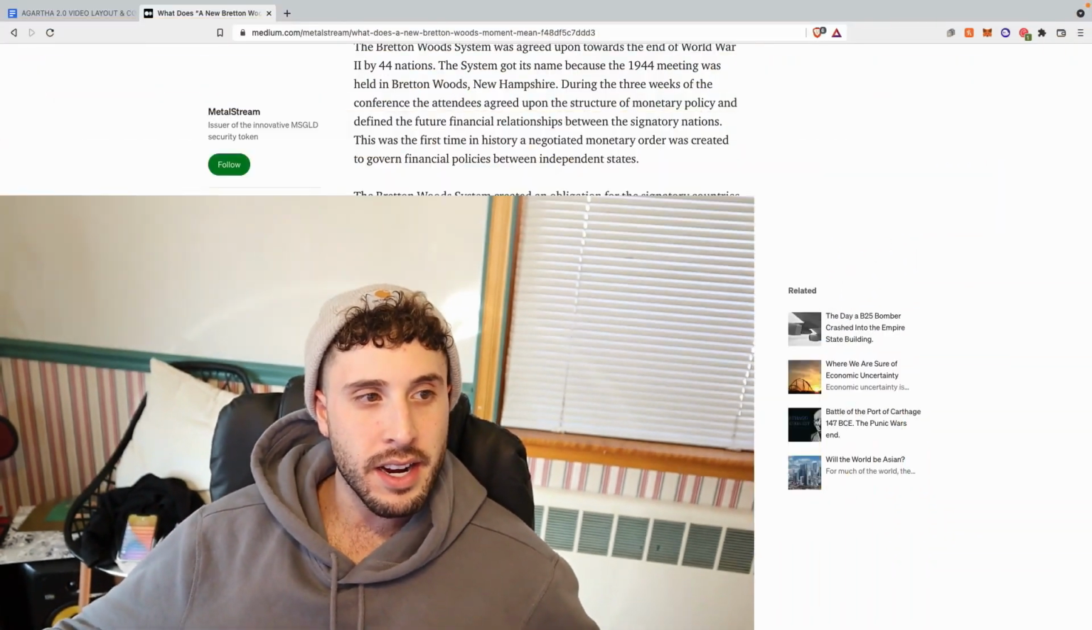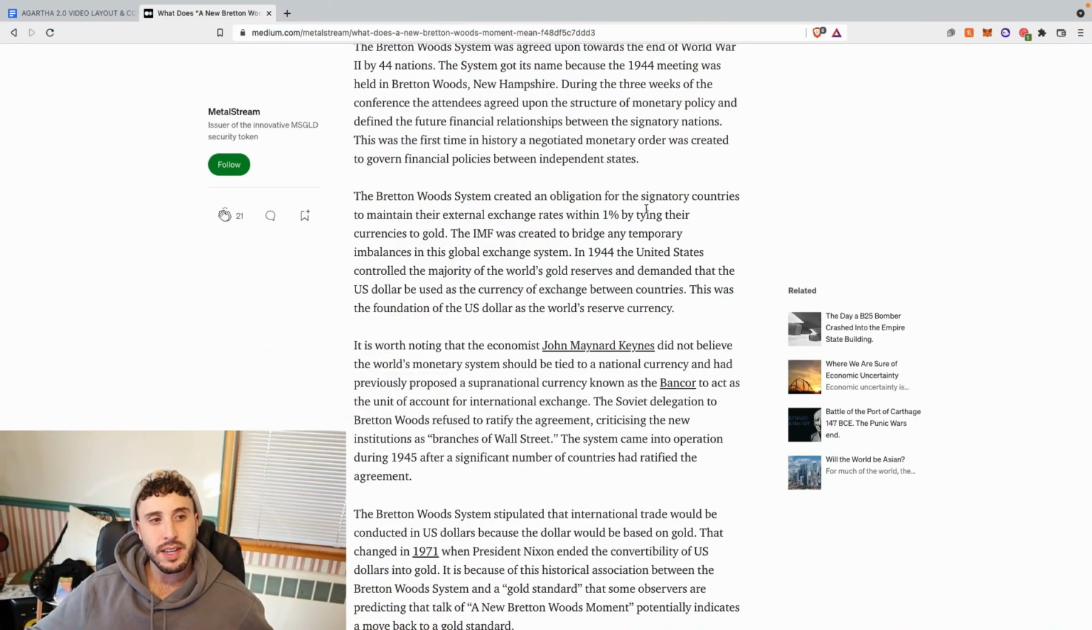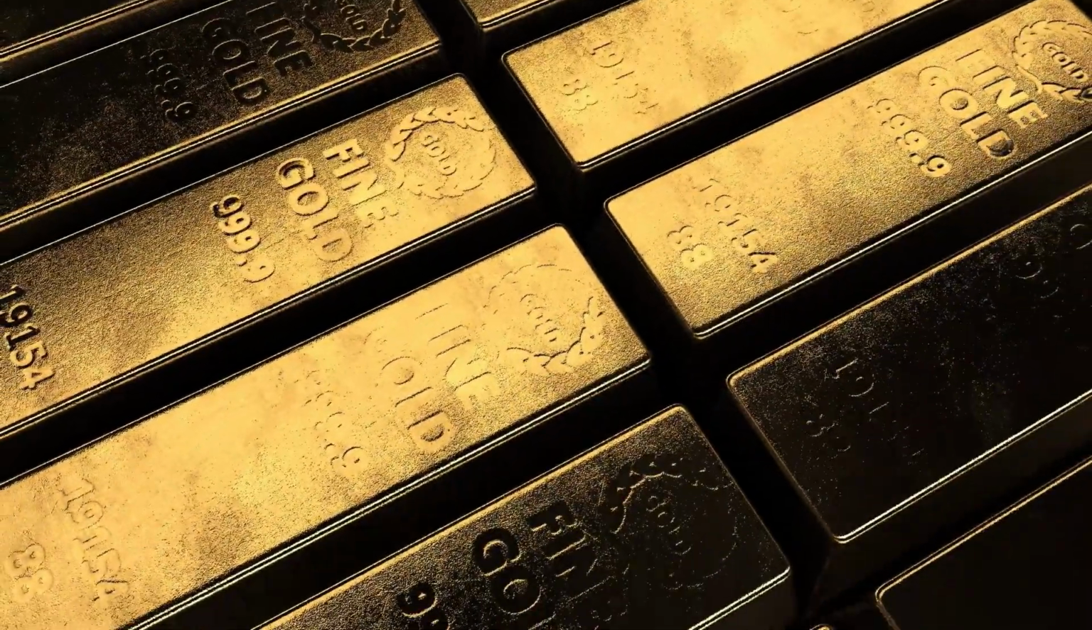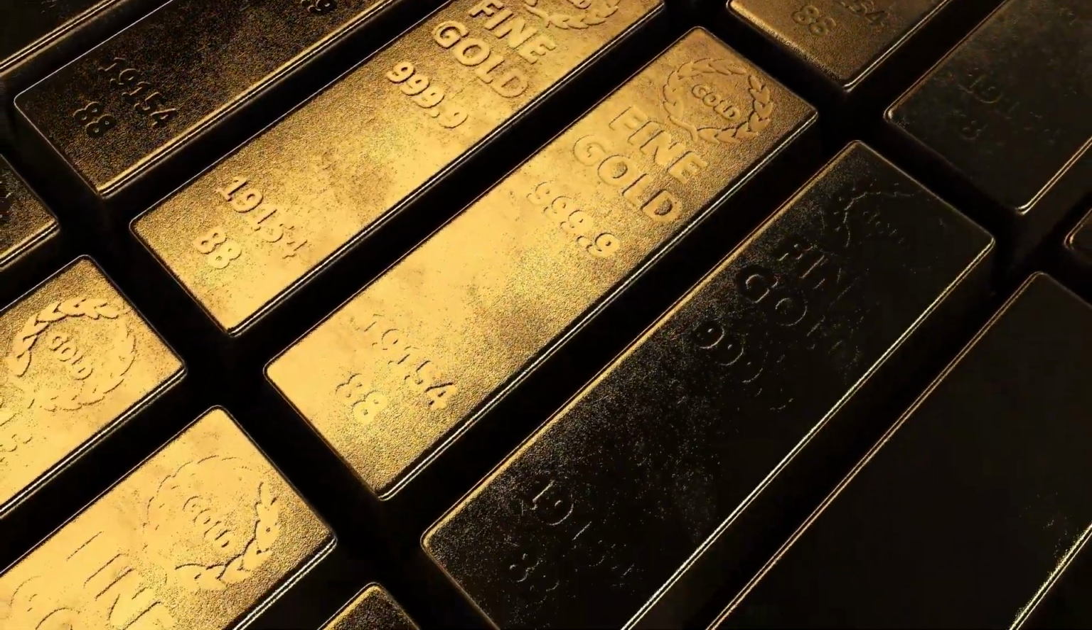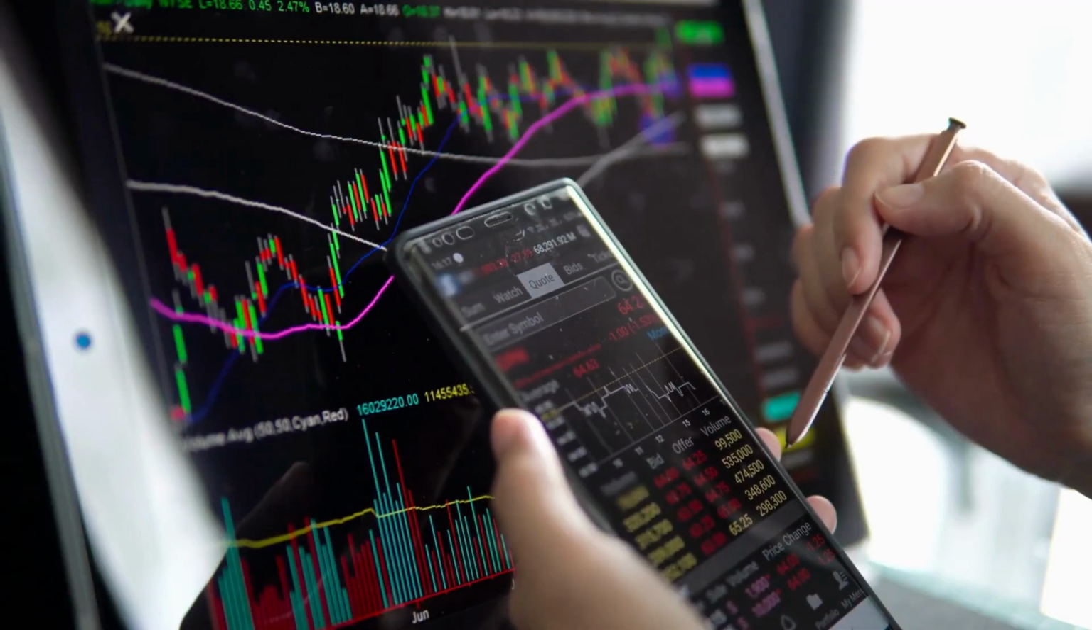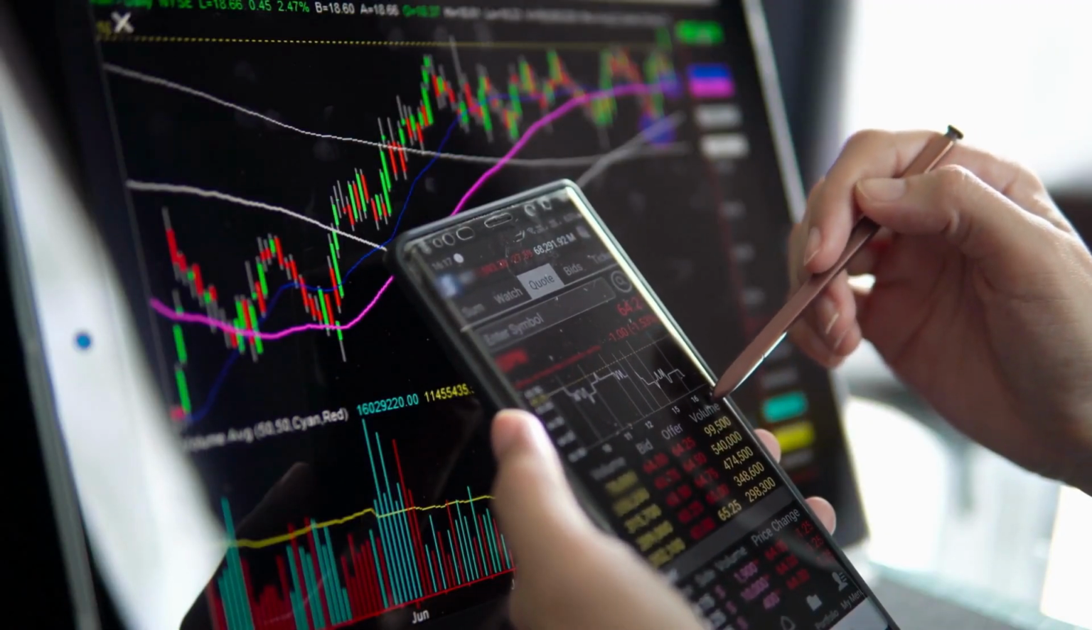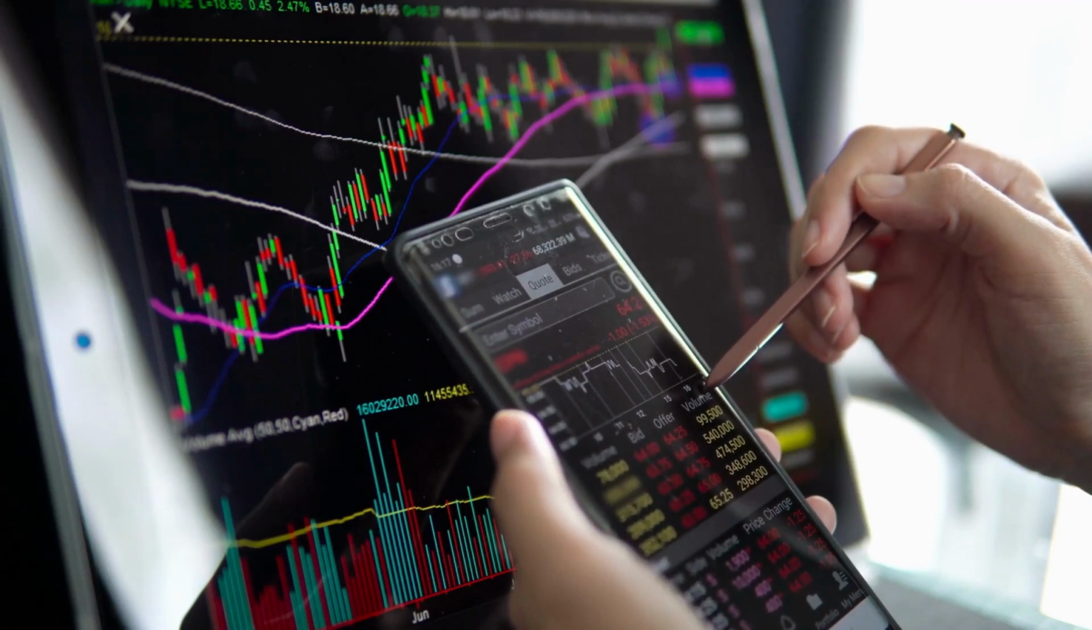What you'll find when reading articles and doing this for a while, really putting the time in and just being here for the long run, is that connections will pop up out of nowhere, and you'll see things when you're reading and be like, that sounds very familiar. Like right here, the Bretton Woods system created an obligation for the signatory countries to maintain their external exchange rates within 1% by tying their currencies to gold. The IMF was created to bridge any temporary imbalances in this global exchange system.